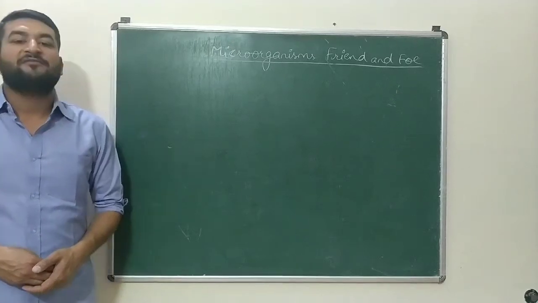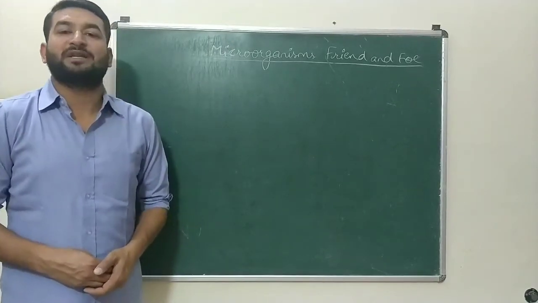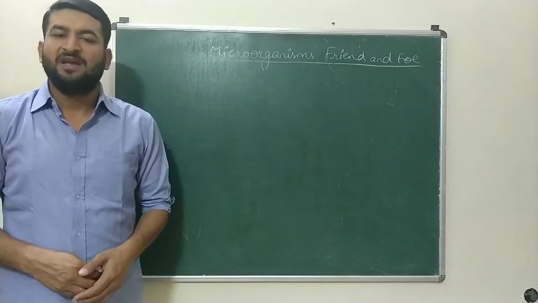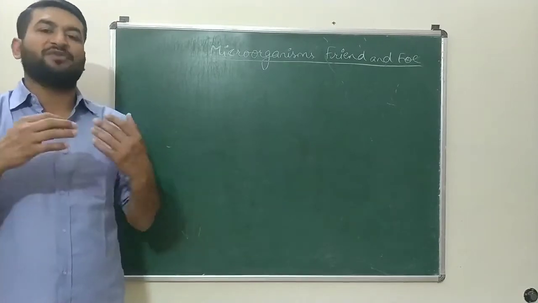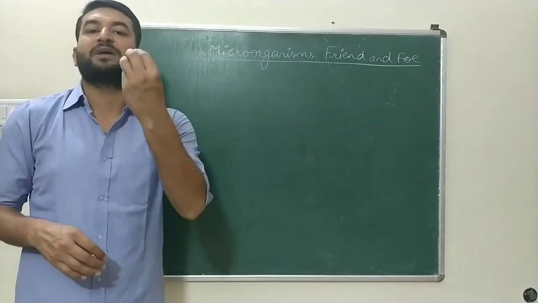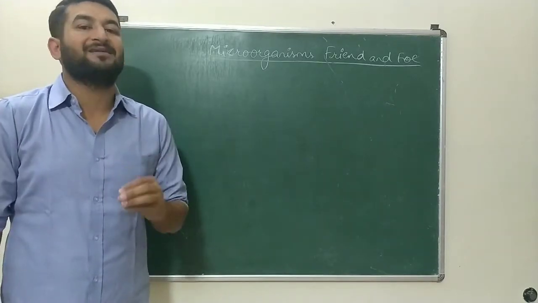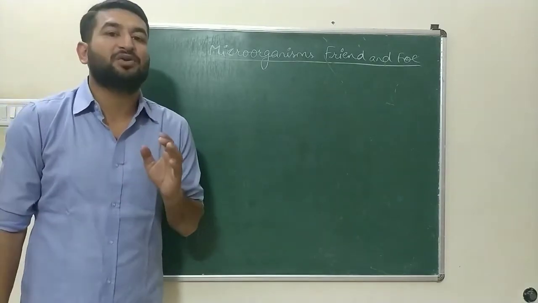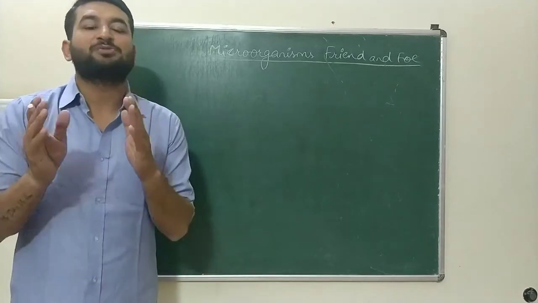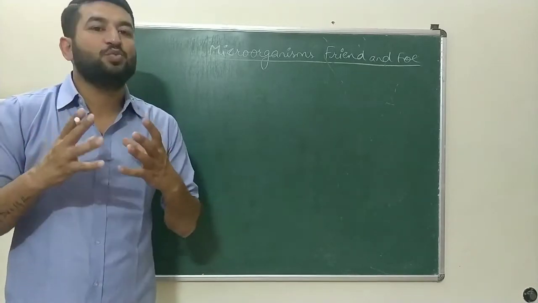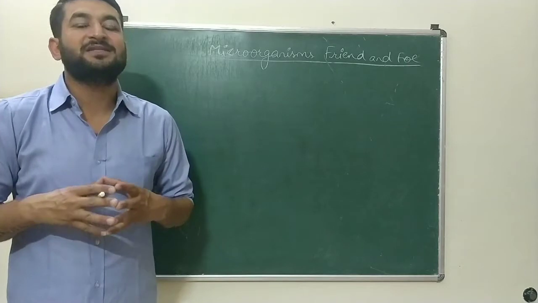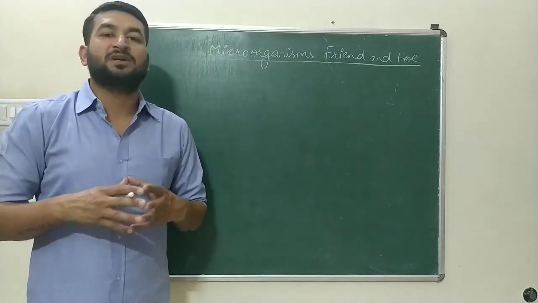Hello children, we are discussing the chapter 2, Microorganisms, Friends and Foe. We have discussed various topics in our previous videos of this chapter, like what are microorganisms. The organisms which we cannot see with our naked eyes are known as microorganisms. The first microorganism was discovered by Anton von Leeuwenhoek in 1674 with his first compound microscope.